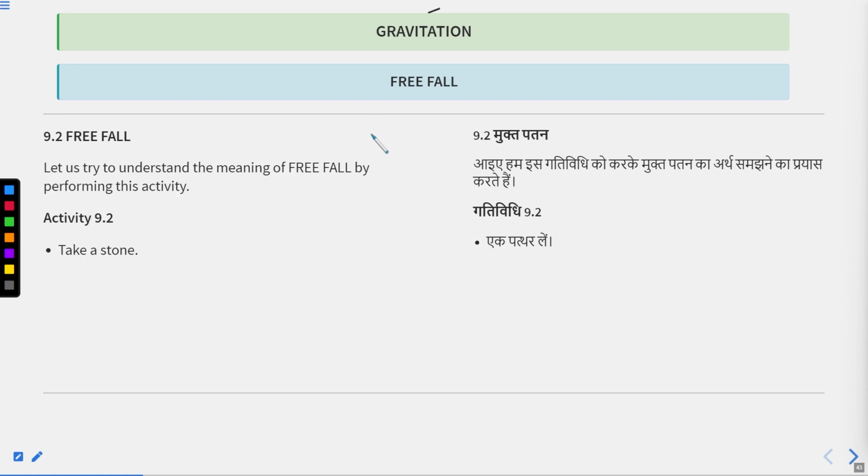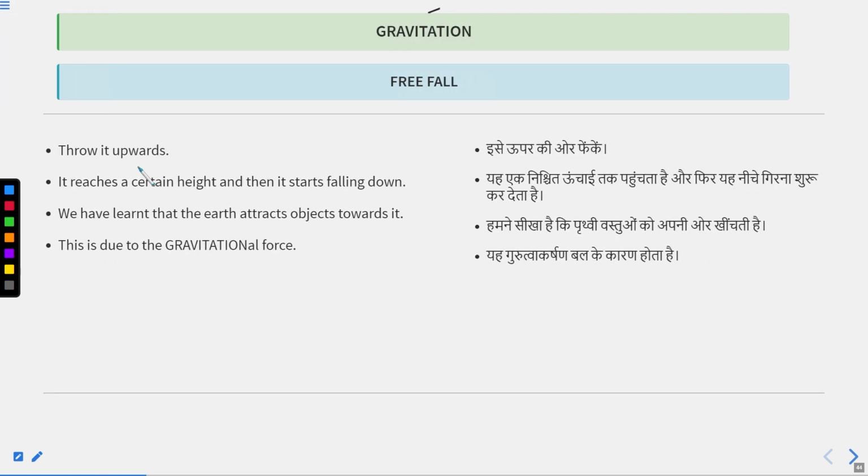Now what is free fall? Let's try to understand the meaning of free fall by performing some activity, and the activity is activity 9.2. Take a stone, throw it upwards. You have a stone or a ball and you have thrown it upwards. It reaches a certain height.